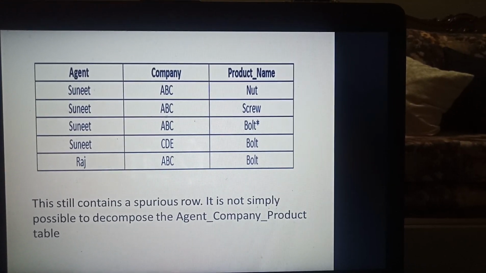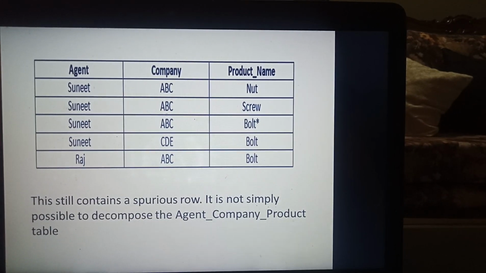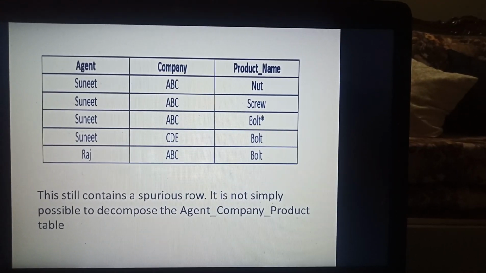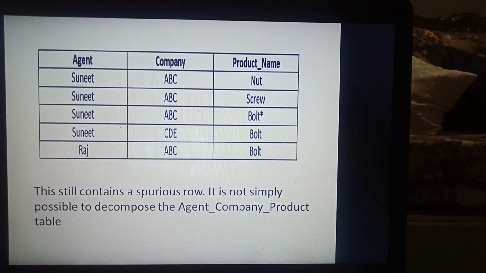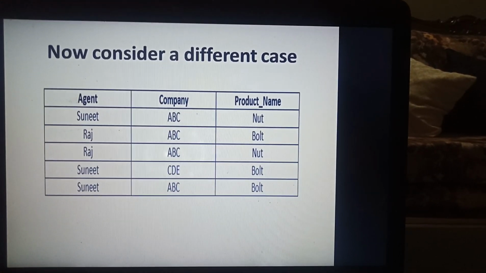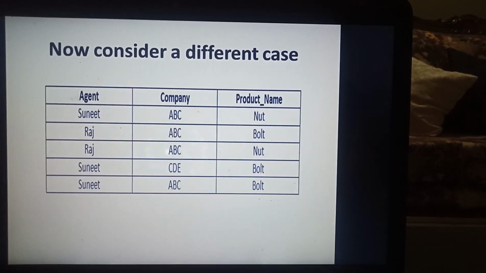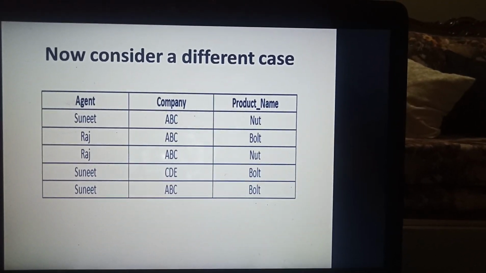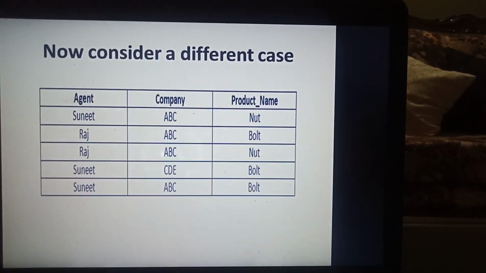Now you can see there is still a spurious row. The 1/3 row is again spurious. So we can say that it is not possible to decompose the original agent company product table. So now let us take another example. We have taken the same attributes, but some values are different in this table. We are taking a different case now. The previous case could not be solved because we got spurious information.